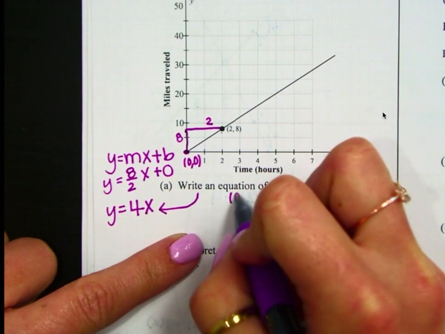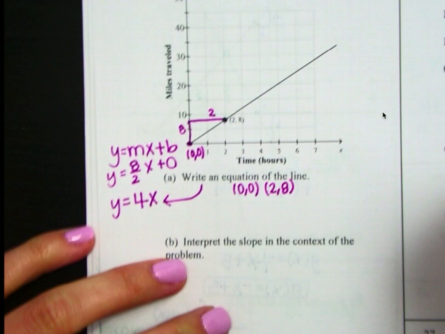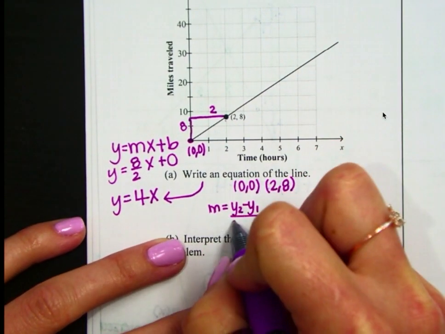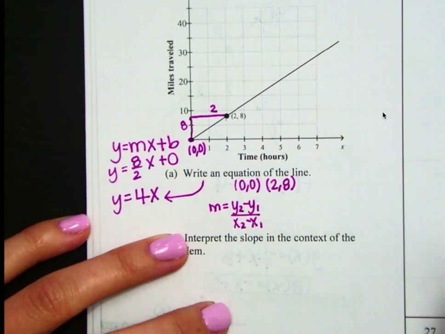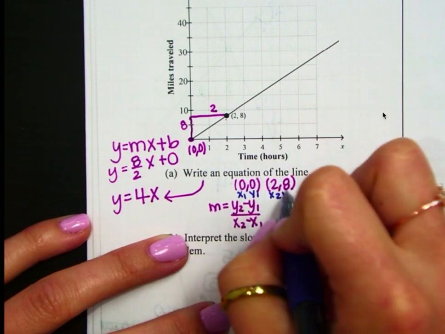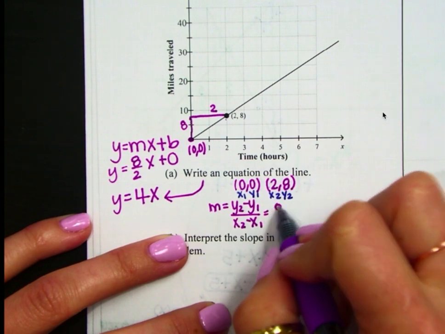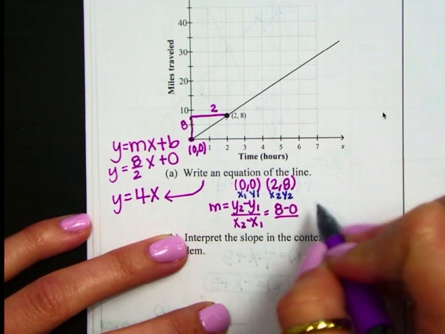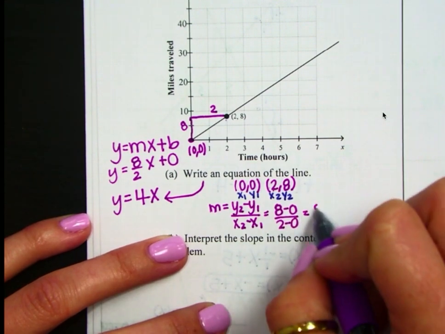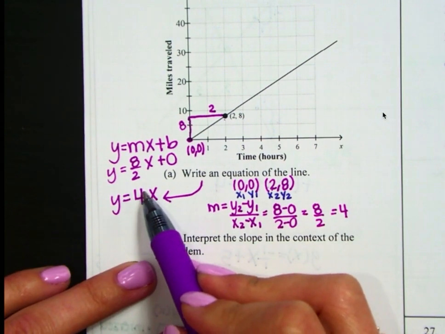And anytime you have two ordered pairs, you just use the slope formula, and you'll be able to find the slope between them. So our slope formula: y sub 2 minus y sub 1 over x sub 2 minus x sub 1. And then this would be x1, y1, x2, y2, and you just plug in the numbers. So 8 minus 0 for y2 minus y1, and then 2 minus 0 for x2 minus x1. That leaves us with 8 over 2, or 4. So my slope is 4.